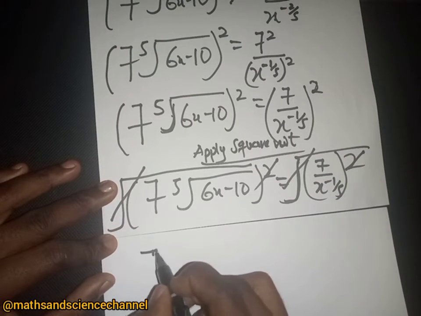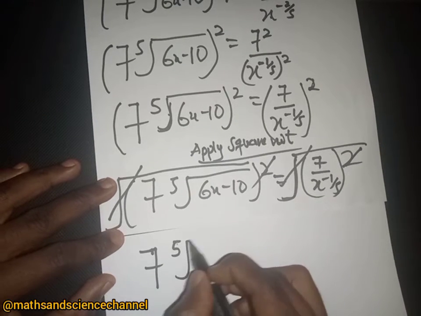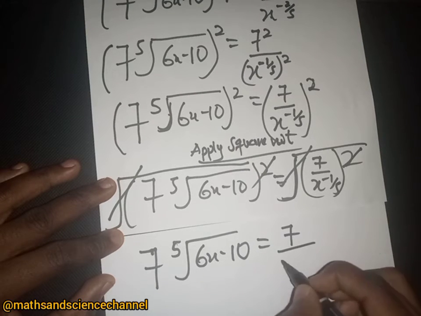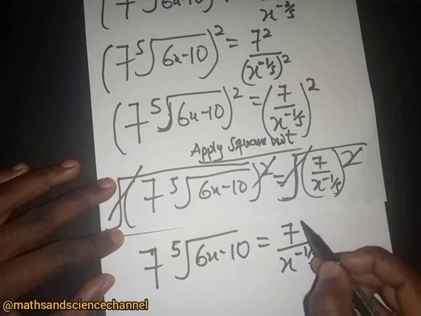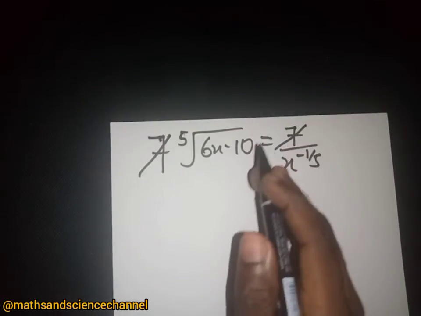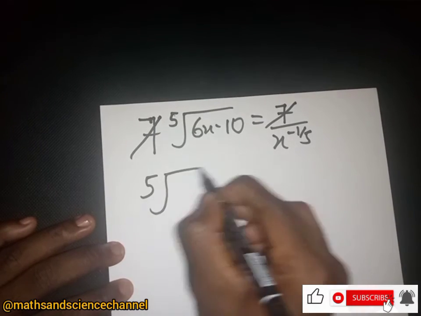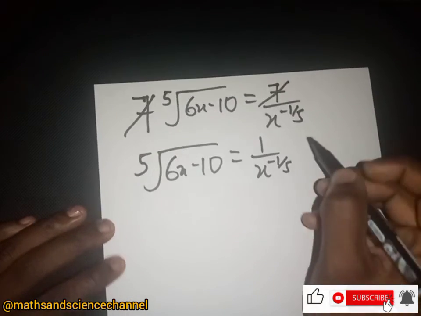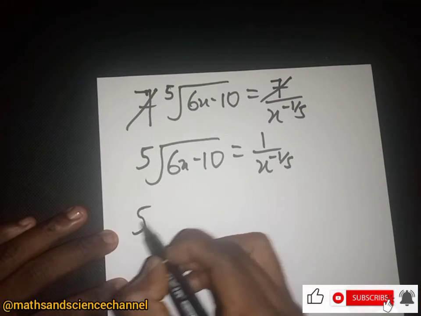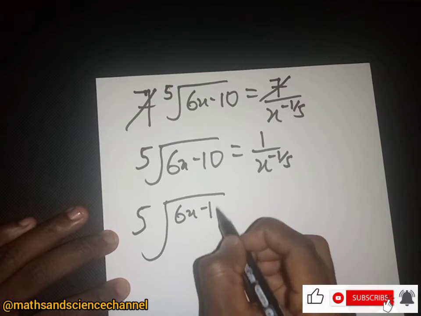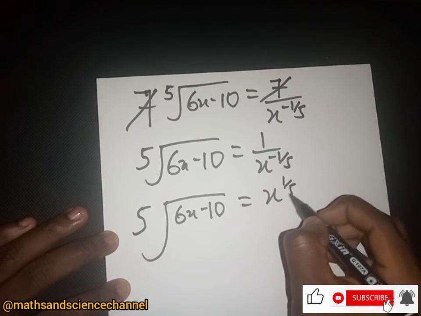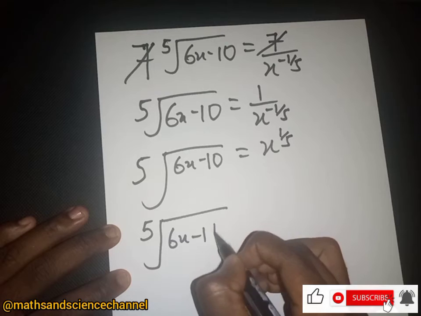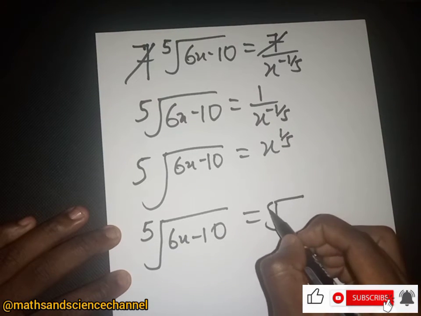we have 7 times the fifth root of 6x minus 10 being equal to 7 times x minus 1 over 5. The 7 gets rid of the 7 there, then we are left with the fifth root of 6x minus 10 being equal to x minus 1 over 5. Now we take this to the top there, and we take it to the top there, and we just have x to the 1 over 5, which is just the fifth root of x.